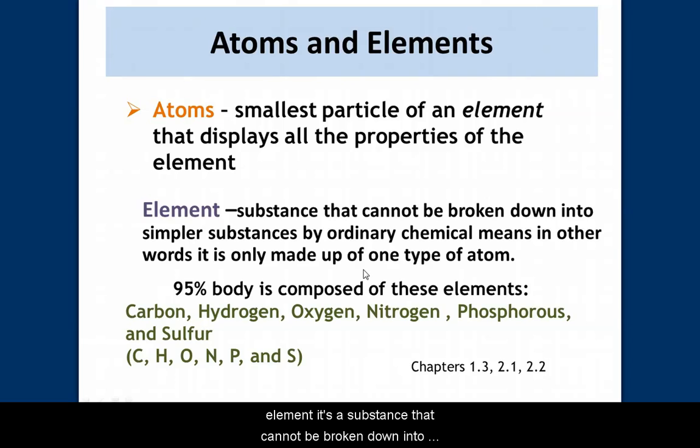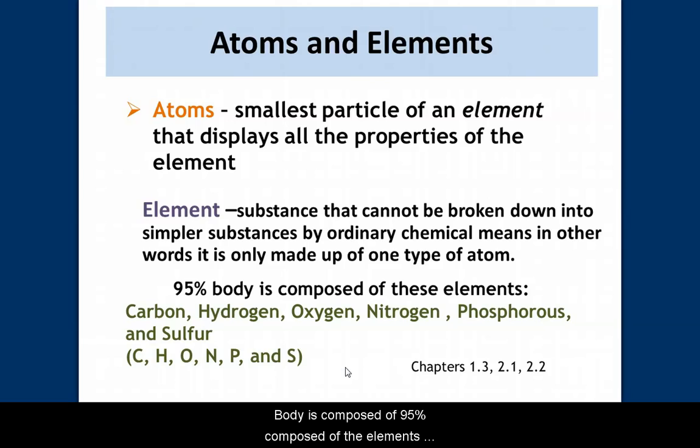And then what is an element? It's a substance that cannot be broken down into simpler substances. In other words, an element, you've heard of a periodic table. With a periodic table, it has the elements, both naturally occurring and man-made elements listed on it with characteristics. Every element represented on that periodic table is made up of one type of atom.